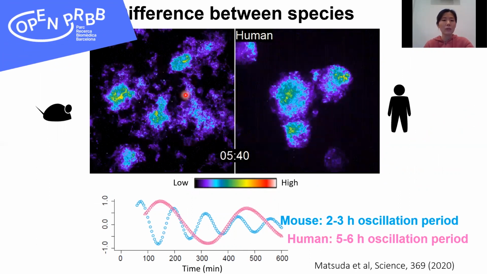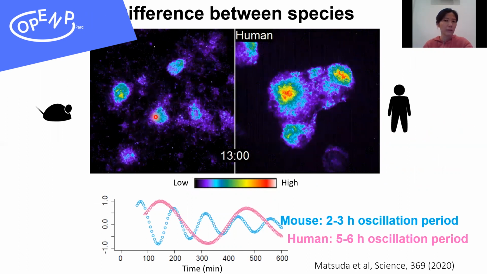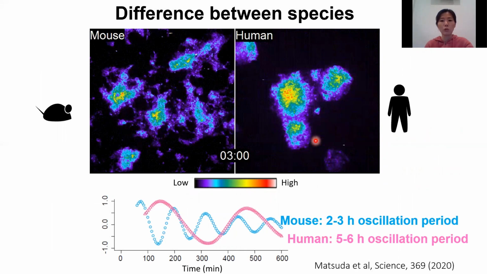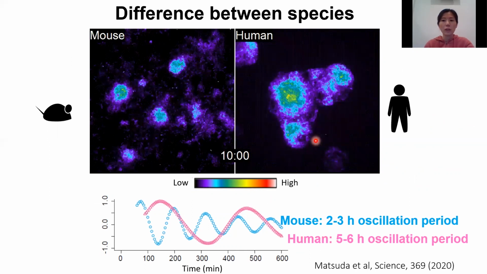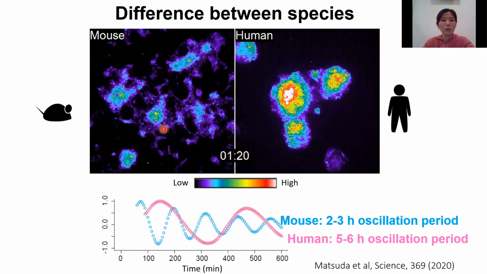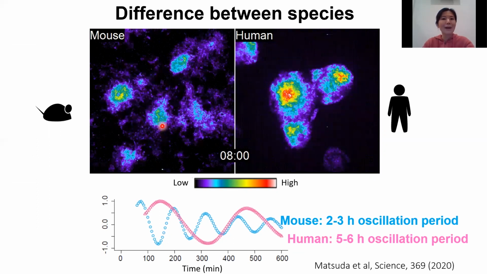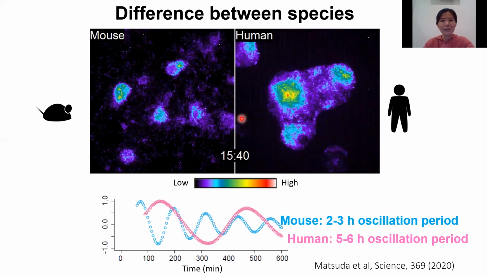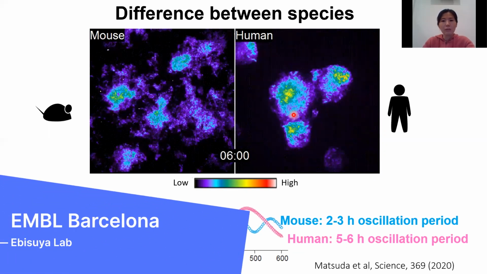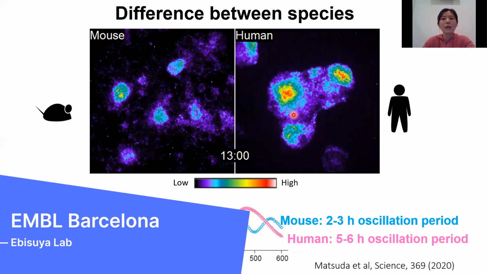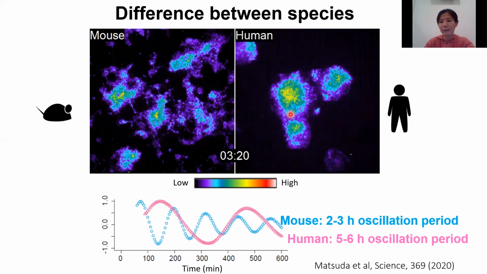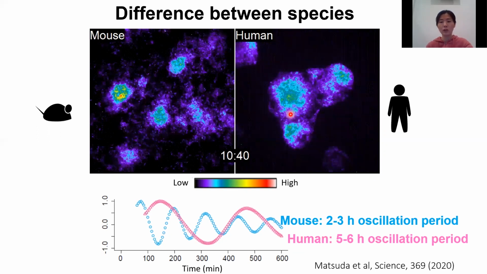In the movie, on the left are mouse cells, and on the right are human cells. And both samples show nice oscillations. However, in mouse cells, the protein amount goes up, down, up, down, many times. But in human cells, the protein amount goes up, down, fewer times. So the human oscillation is slower.